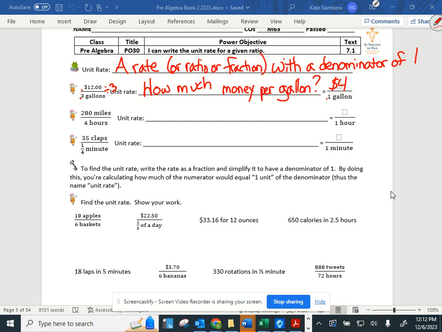Okay, focusing. If we have 280 miles for 4 hours, how many miles per 1 hour? Grace? We're going to divide by 4. 4 hours divided by 4 gets us to 1 hour. What is 280 divided by 4? 70. So we can go 70 miles in an hour.